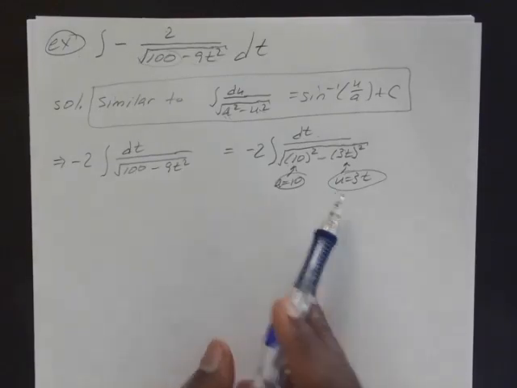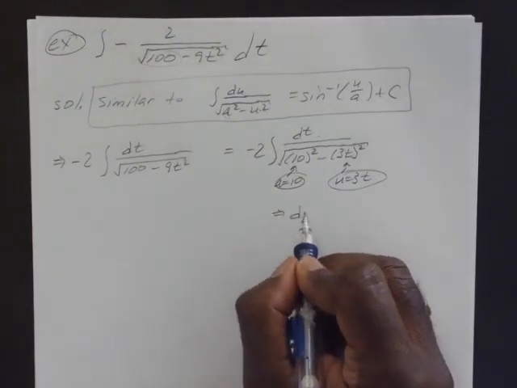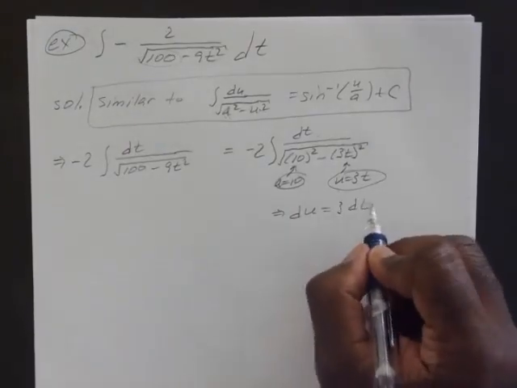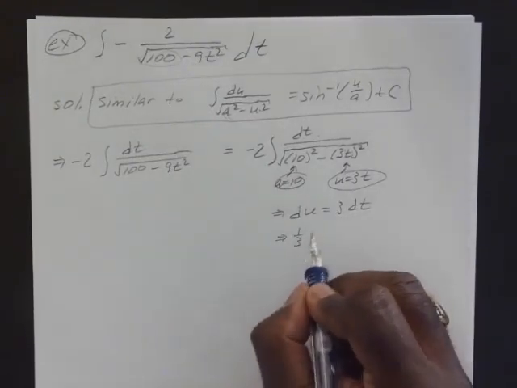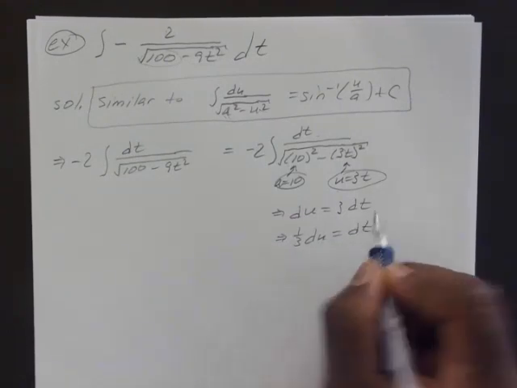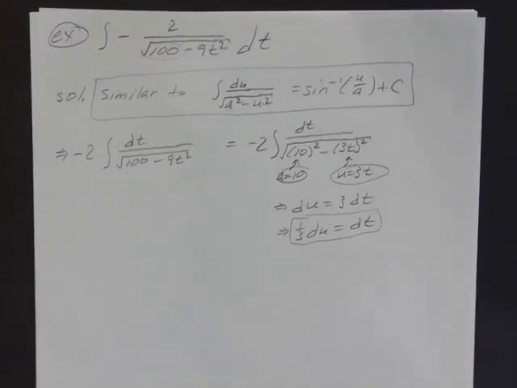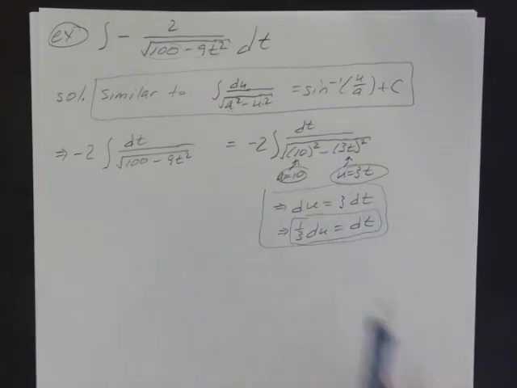Okay, so as soon as we find u, that means we can find du. So the derivative of u is equal to the derivative of 3t, which is just 3 with respect to t. So if we divide both sides by 3, we know that 1/3 du is equal to dt. And draw a little box around these to kind of separate them.